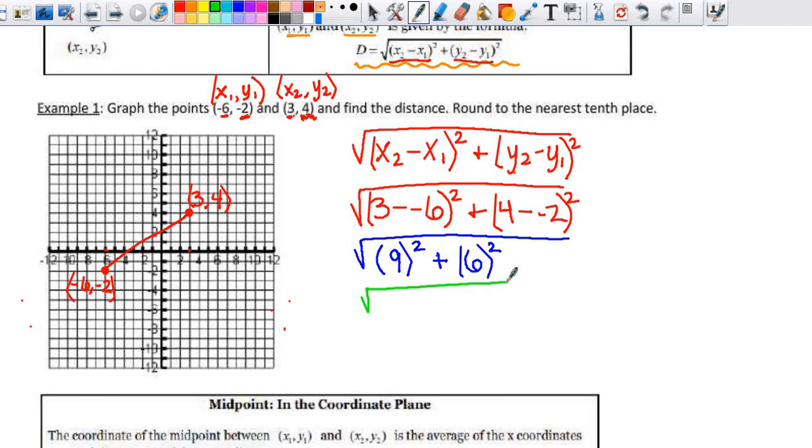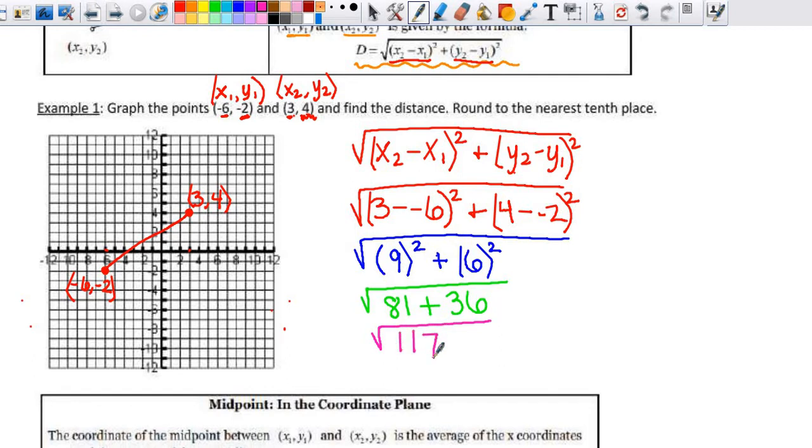All right, 9 squared is 81. Notice, now that I've done the exponents, I don't have those parentheses anymore. And then 6 squared is 36. Now I will add what is under my square root. 81 plus 36 is 117.